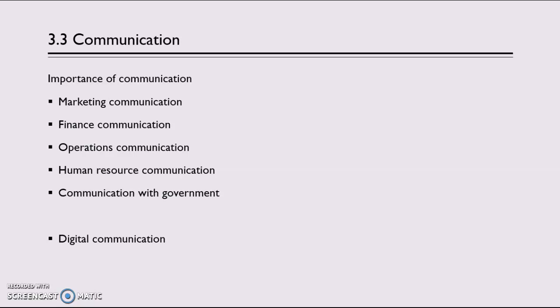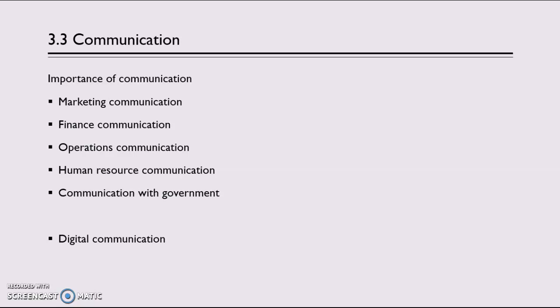Human resource communication is going to be linked to training, and those sorts of things, motivation, and communication with the government. That could be about planning, it could be about grants, and those sorts of things, and taxes. But they're all forms of communication that a business will have to undertake.